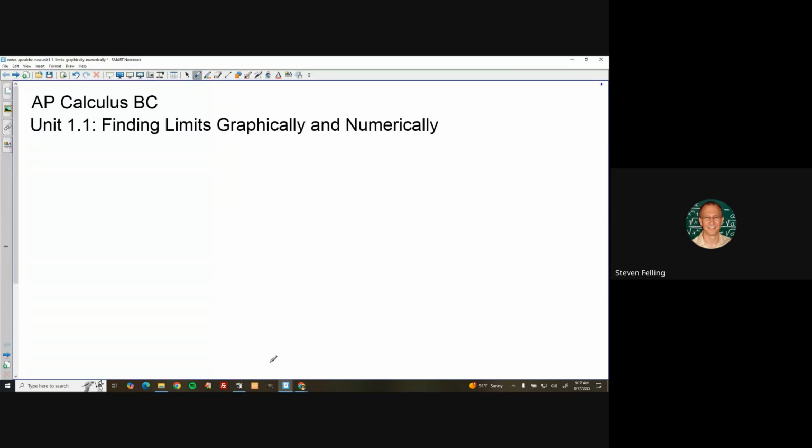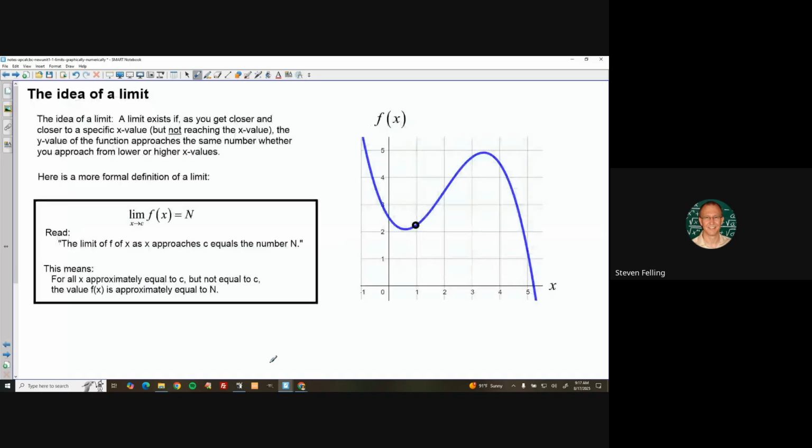All right, this video is for AP Calculus, and we're going to talk about the first video in a series related to limits and continuity of functions. So this first one's going to be about finding limits graphically and numerically. So first we're going to talk about the idea of what a limit is.